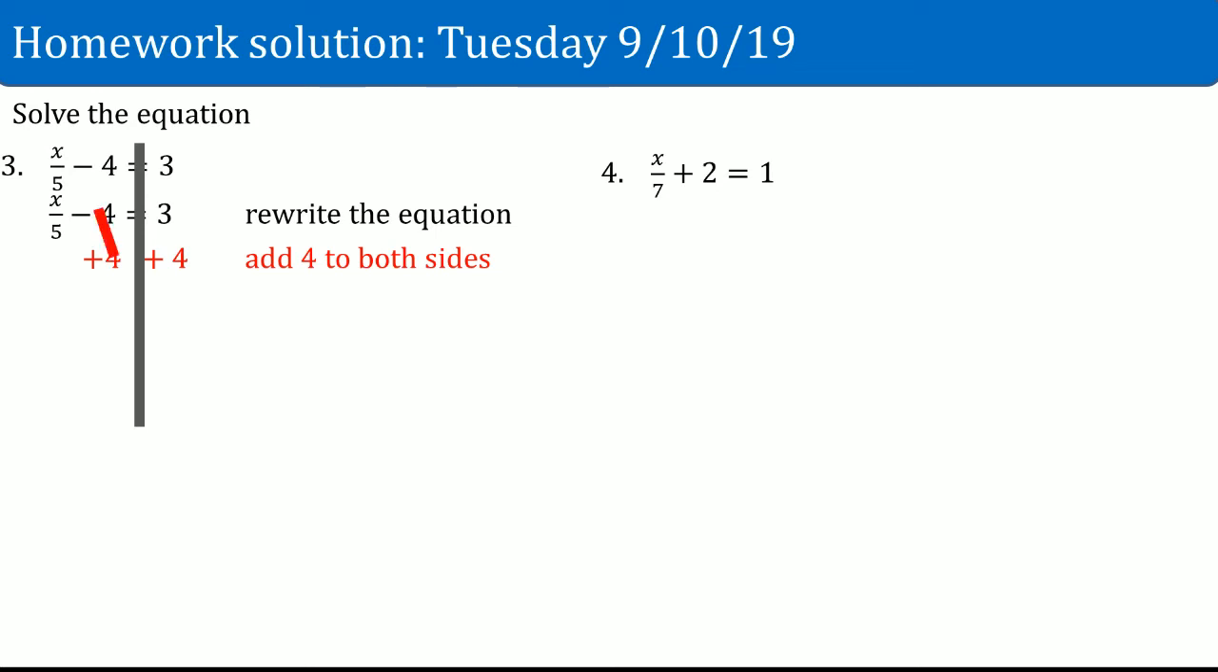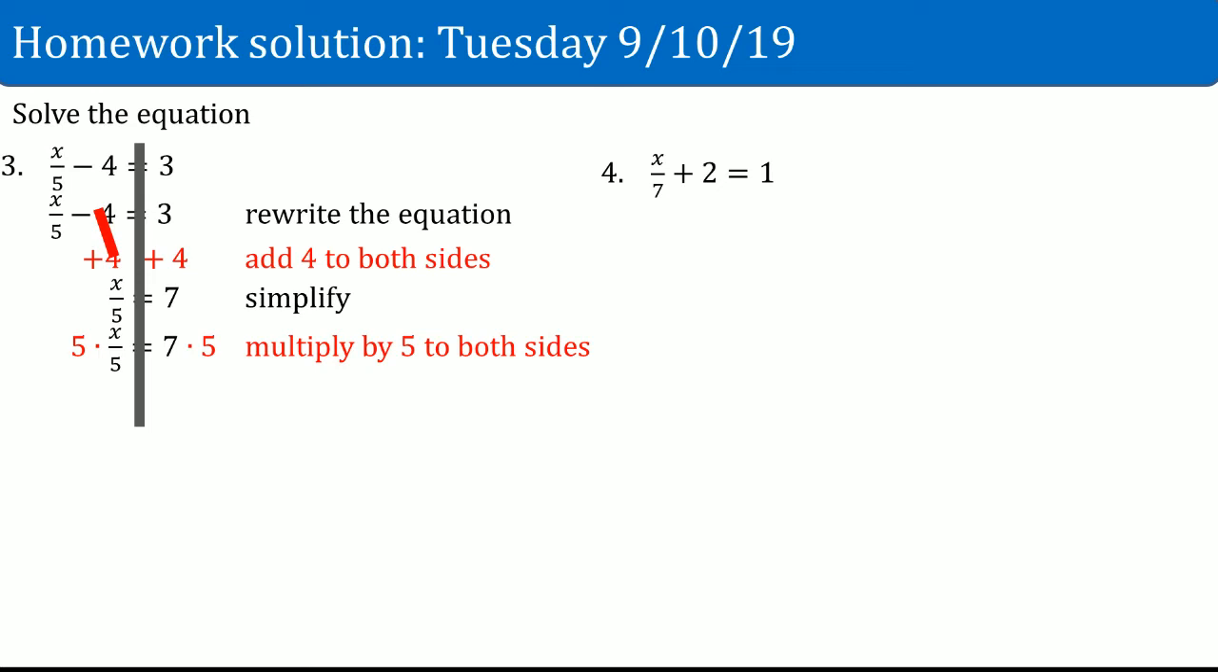What do I have left over on my left-hand side? An x divided by 5. What about the right-hand side? 3 plus 4 is 7. Okay? Now, on my left-hand side, I have a divide by 5. How do I get rid of a divide by 5? It means to multiply by 5. So I'm going to multiply by 5 to both sides.